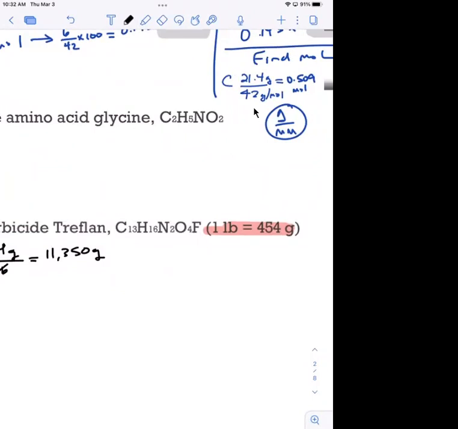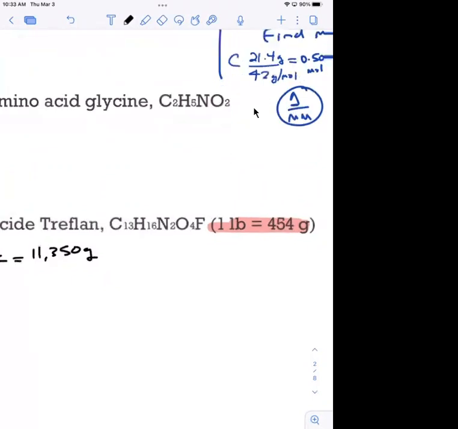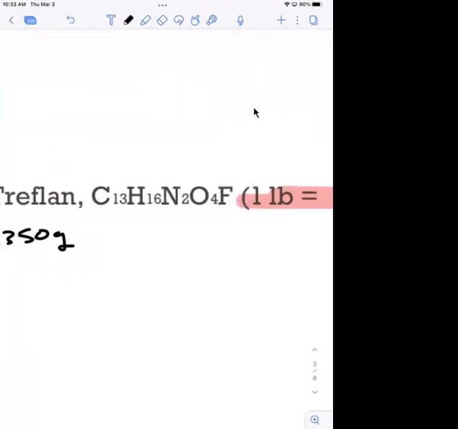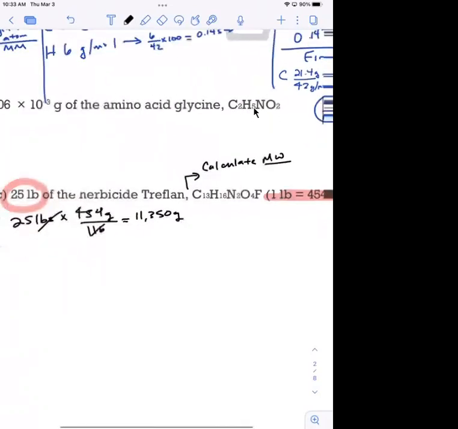Molecular weight is grams over molar mass. No, the units for molecular weight are grams per mole. The way you calculate it is take all the atoms and add up their atomic masses. We need the molecular weight in order to figure out how many moles of the Treflan we have, because that's grams over molar mass. That'll give us moles of Treflan.